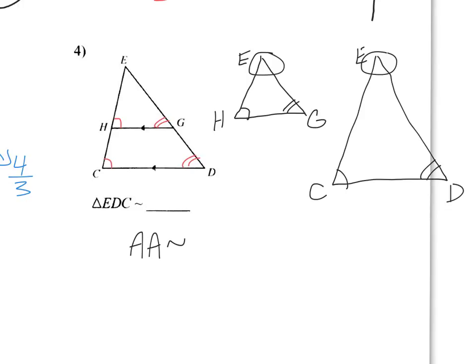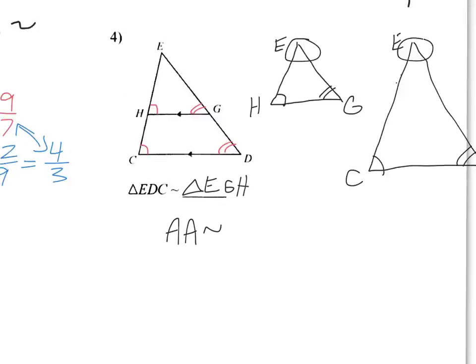Now we have to match them up. So in the big triangle, it goes E, D, C. That's our statement right here. So this one would go E, G, H. E, D, C, E, G, H. So we come over here and write triangle E, G, H. Okay, let's keep going.